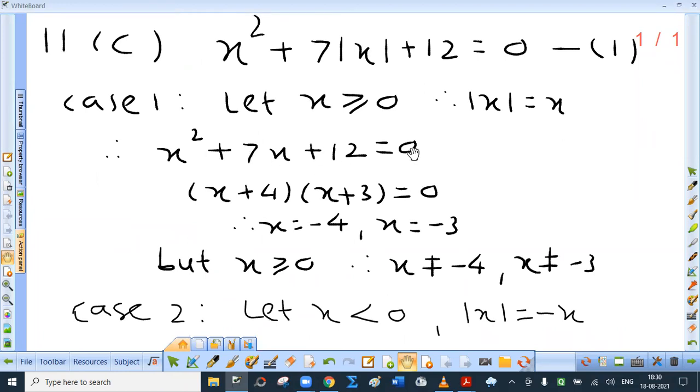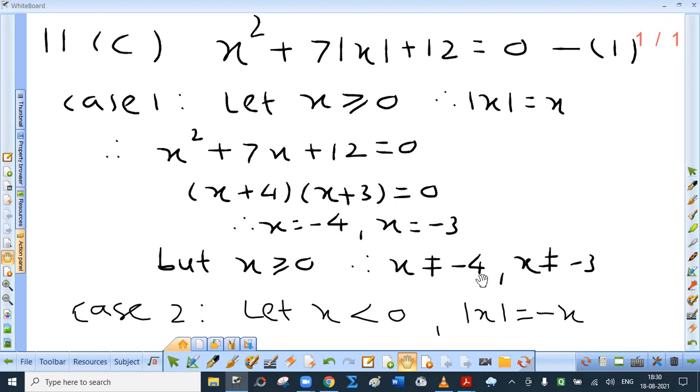Don't waste time in finding factors. See, in CET, you will not get more than 3 to 4 seconds for this. Immediately you should be able to write x plus 4, x plus 3 equal to 0. So x is minus 4 or minus 3. But x is greater than or equal to 0. So we have to discard both these.